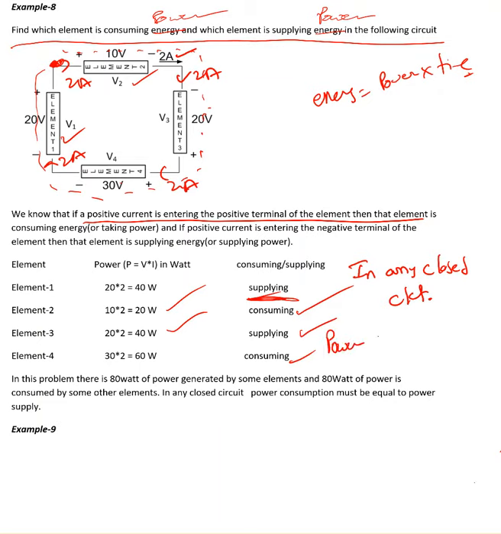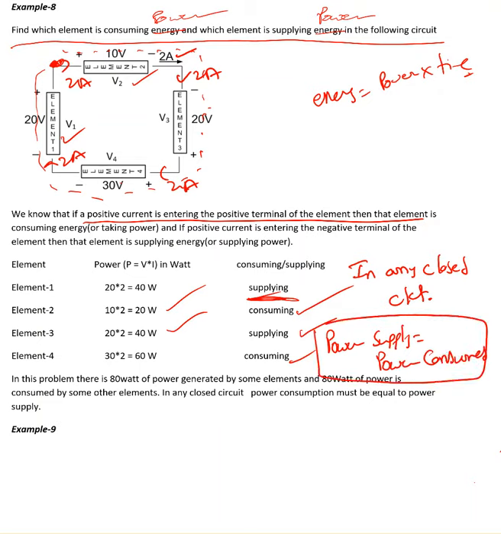So in any closed circuit, power supplied must be equal to power consumed. This is really important. If you look at here, supply 40 plus 40, total 80 watt, and consuming 20 plus 60, 80 watt.